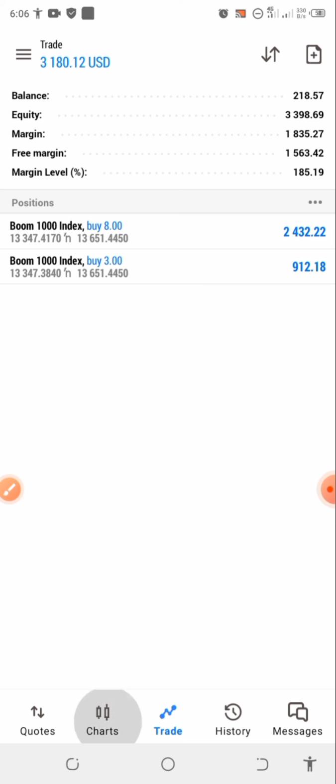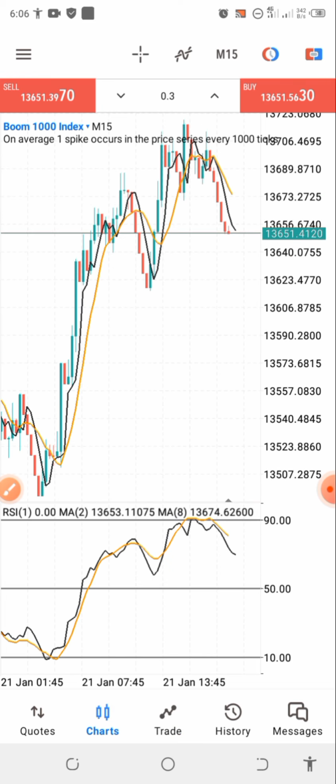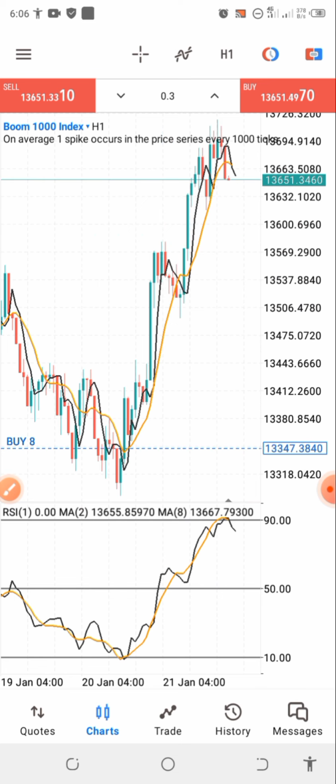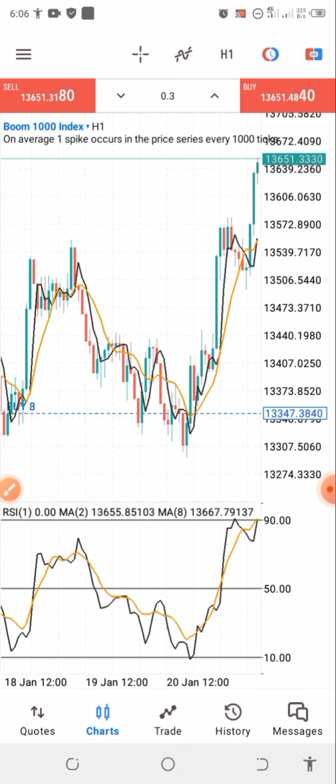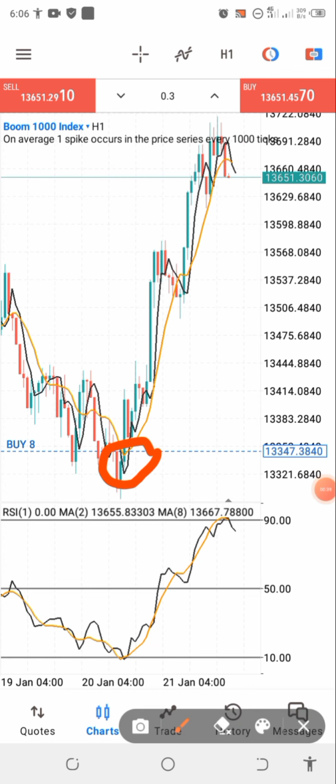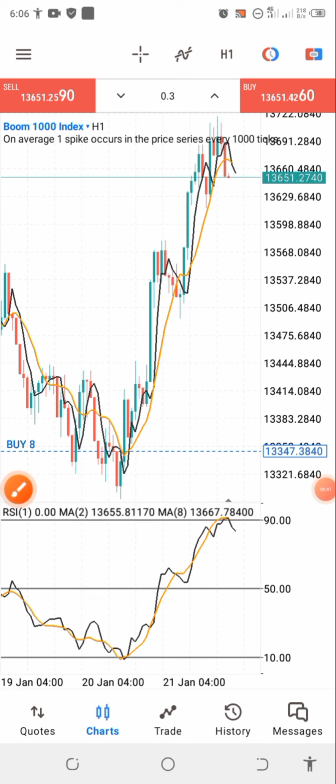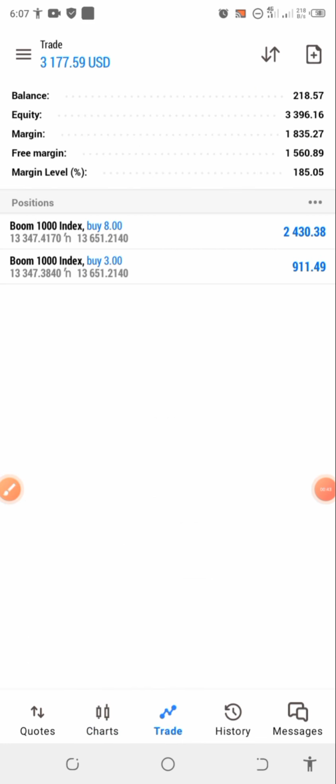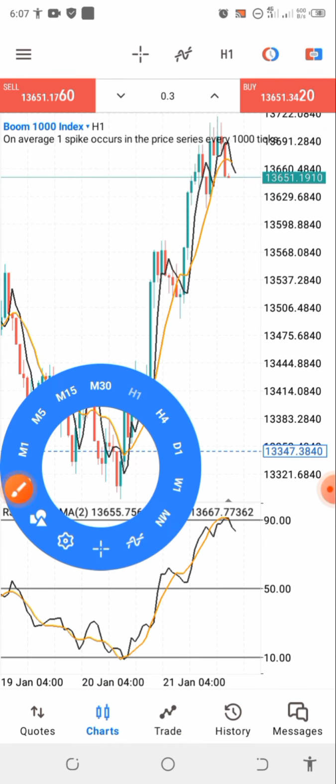So as you can see, we have a trade here on 1,000, and the trade was taken right here. So we can see everything taken right here, and then you'll be able to hold this trade and make crazy money. So we got this setup right here from this trade.